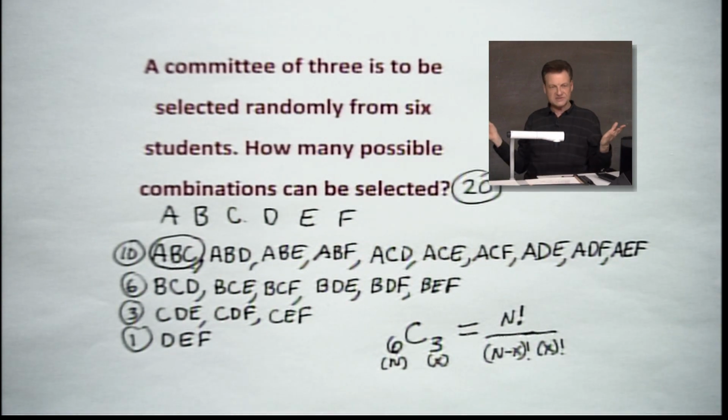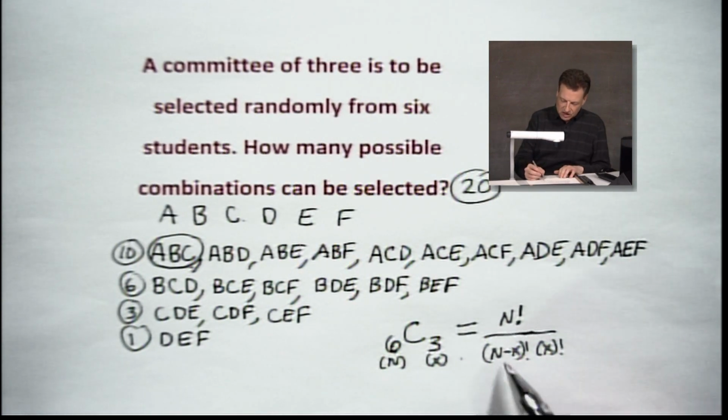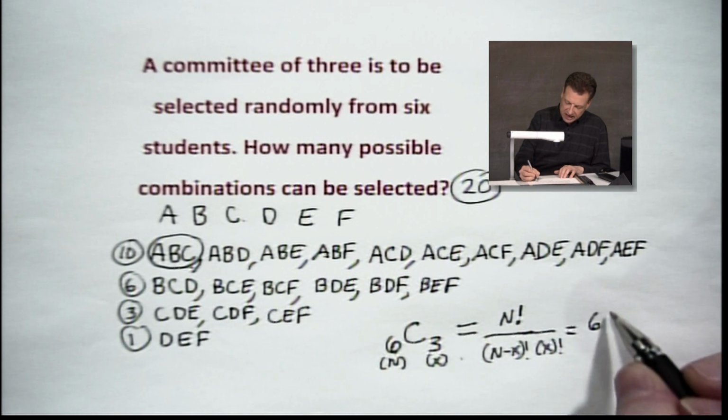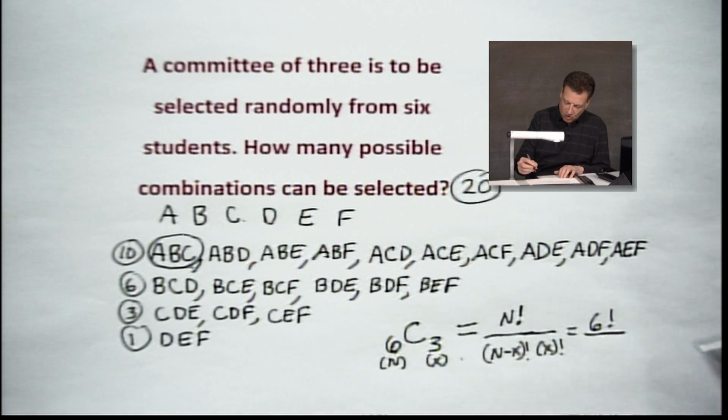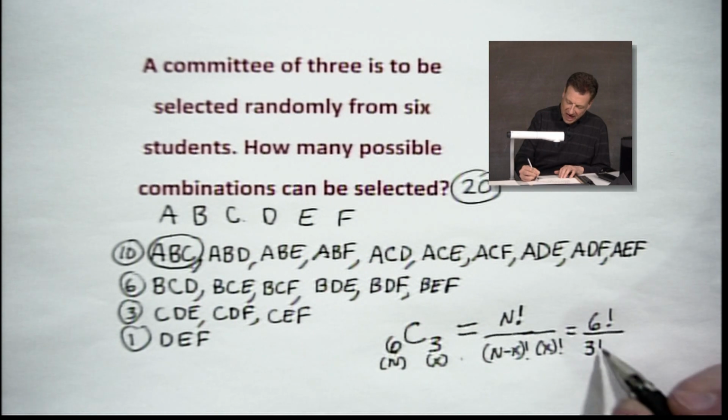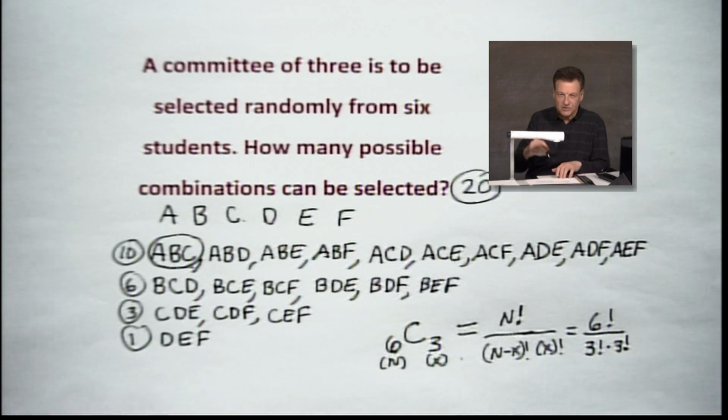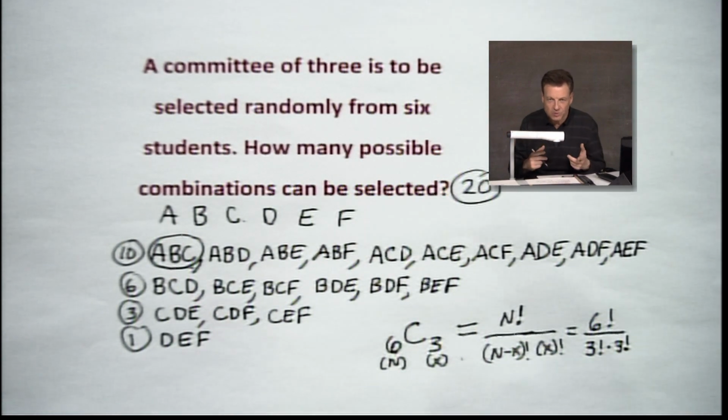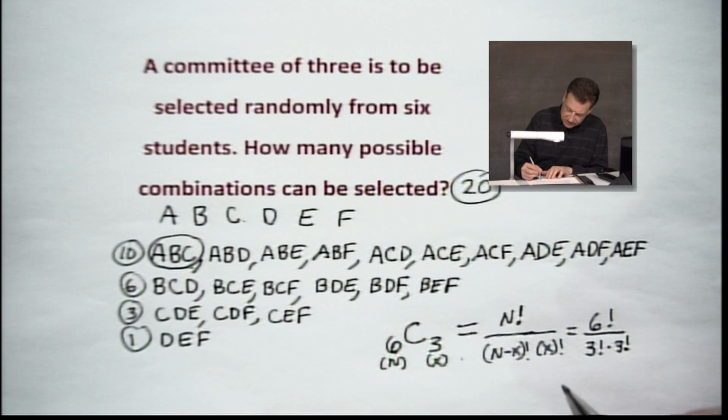And you say, well, Ernie, what's x? X is 3, right? So here's our numbers. We're going to be looking at 6 factorial, and underneath, to divide by, we're going to say 3 factorial times 3 factorial. Now, 3 factorial is pretty easy. 3 times 2 times 1, you get 6. Do it again, 6 times 6. So in the denominator, we're looking at 36.